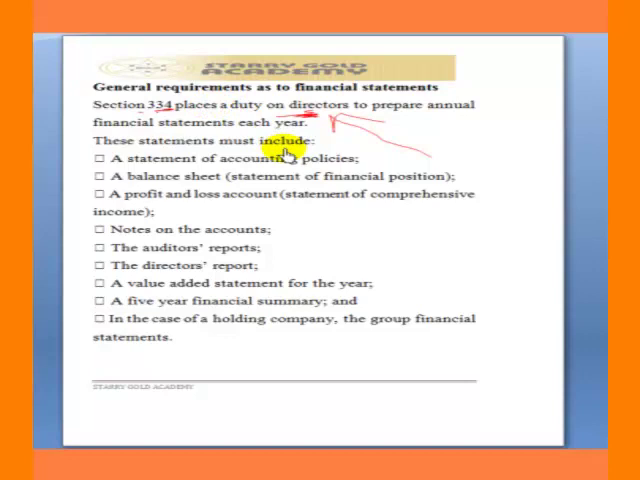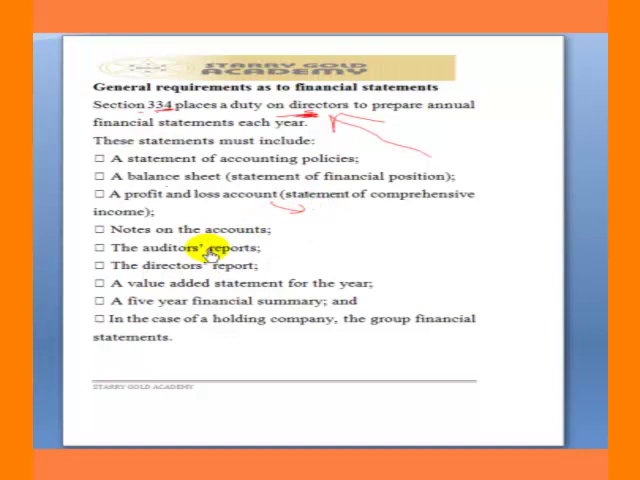And it says that the accounts must contain the following: the statement of accounting policy, a balance sheet, which is now known as the statement of financial position, a profit and loss account, which is now known as the statement of profit or loss and other comprehensive income, notes to the account, auditor's report, director's report, a value-added statement.